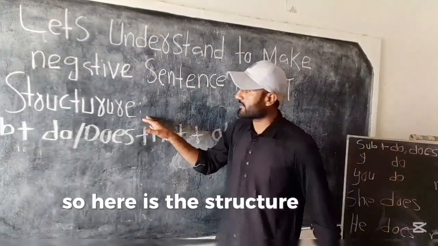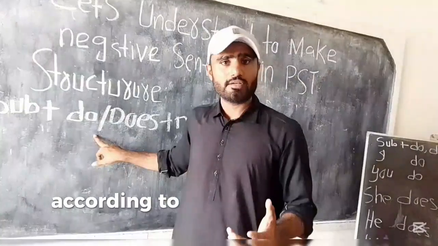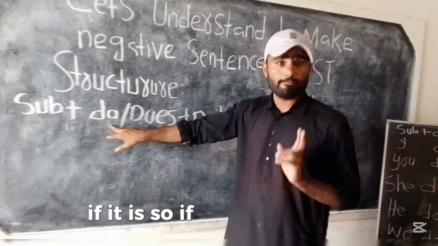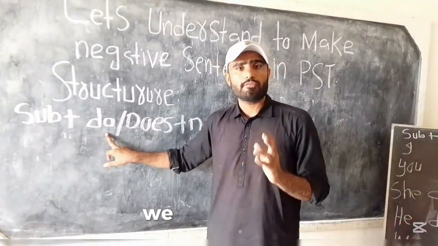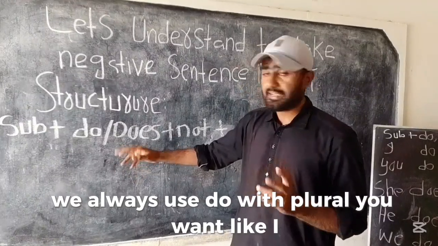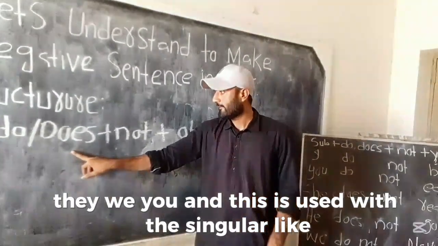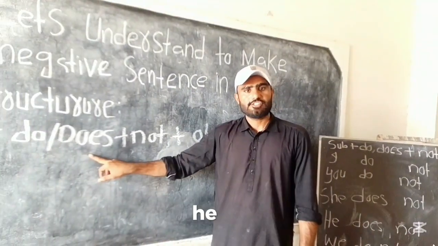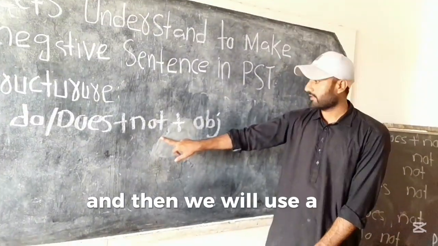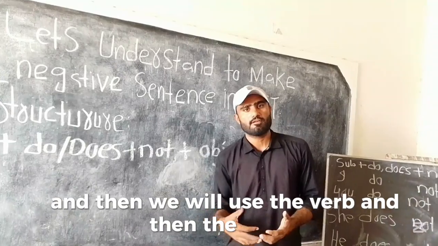Now let's understand how we make a negative sentence in the present simple tense. Here is the structure. First we use the subject, and then the helping verb according to the subject, singular or plural. If it is plural, we use do. We always use do with plurals like I, they, we, you, and does is used with the singulars like he, she, it, and a noun. Then we use not, then the verb, and then the object.